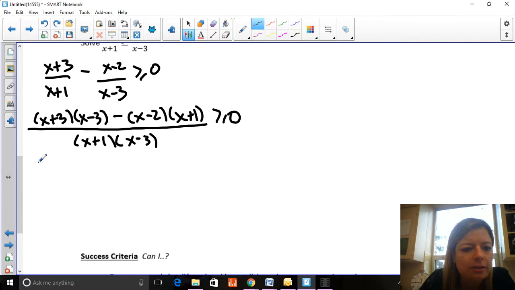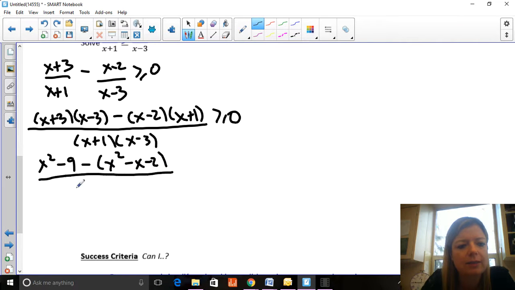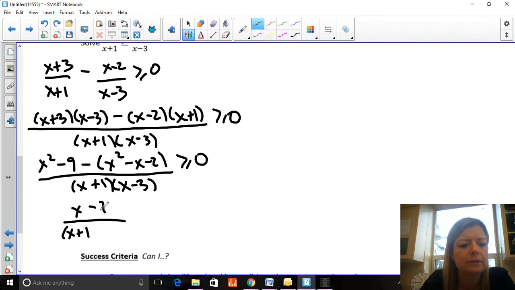So when you rearrange this, you get x squared minus 9 minus bracket x squared minus x minus 2. I'm just showing this extra step because this negative is a bugger. And remember, just leave the bottom factored because then you can see the vertical asymptotes. Don't FOIL the bottom. When you rearrange this, the x squareds go away, and this negative x becomes a positive x, and minus 9, and then that's plus 7. So you get (x-7) over (x+1)(x-3), greater than or equal to 0.